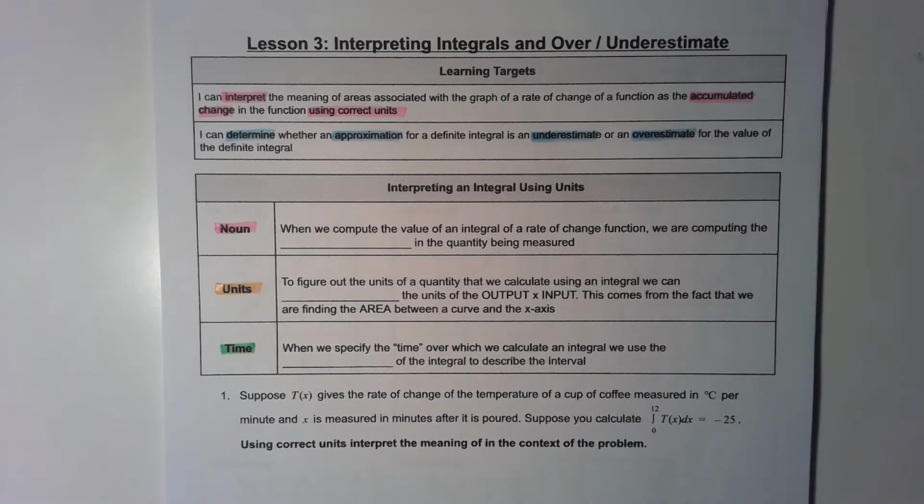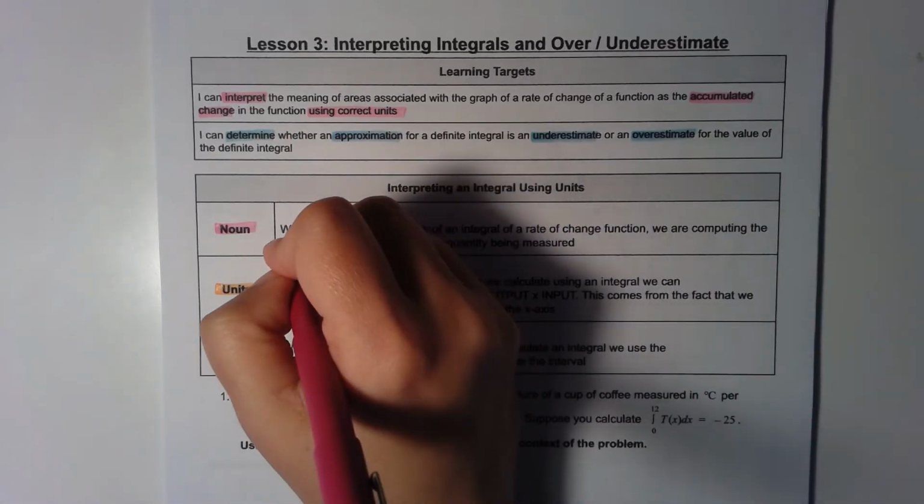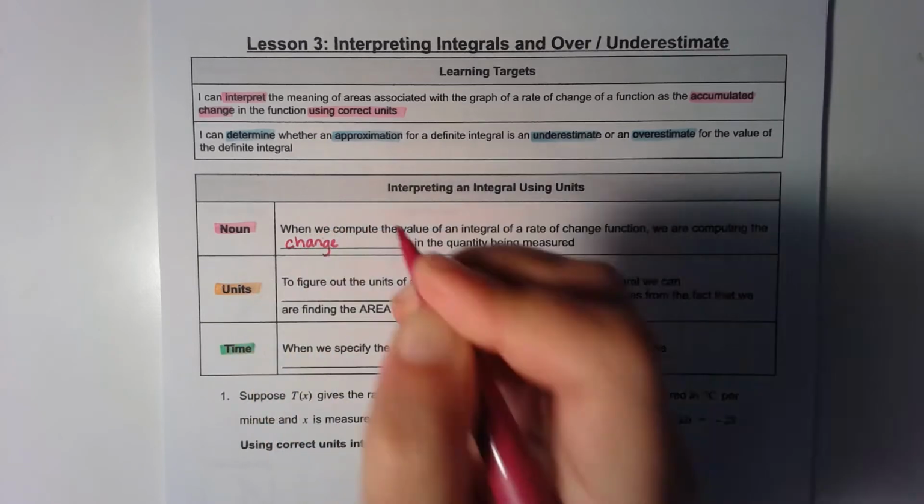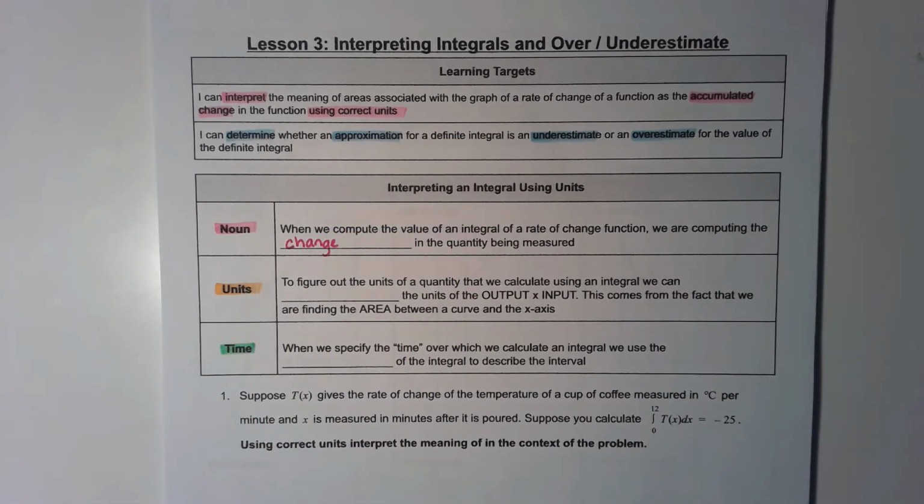When we compute the value of an integral of a rate of change function, we are computing the change in the quantity that's being measured. So if you compute the integral of the rate of change of the amount of water in a bathtub, you're finding how much the water in the bathtub has changed by. So you're actually finding what was the change in the function.